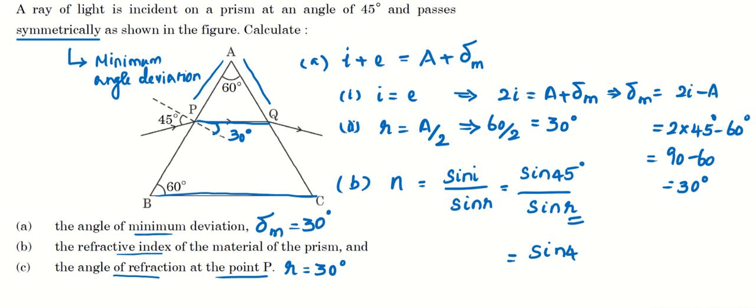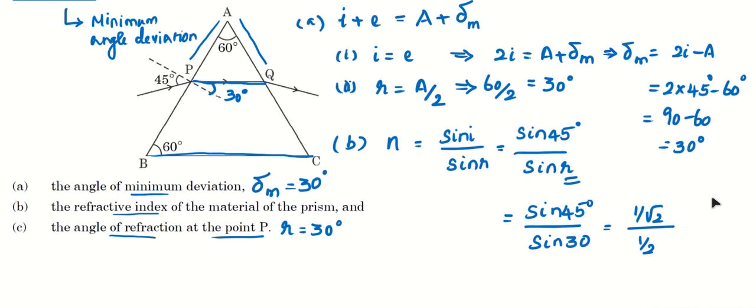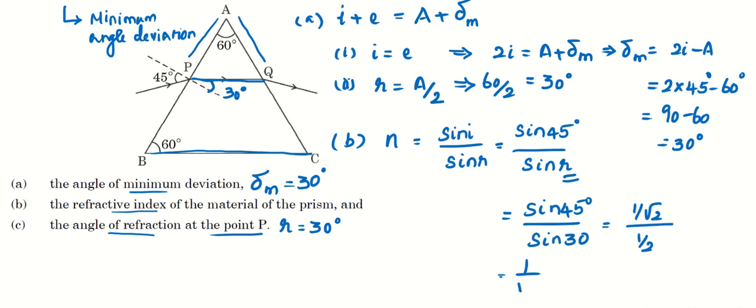Sine 45 degrees divided by sine 30 degrees. So sine 45 is 1 over root 2 and sine 30 is 1 by 2. How do we write this? We can write this as 1 by root 2 times 2, and 2 can be written as root 2 into root 2. So one root 2 goes away. We'll have the refractive index of the material of the prism as root 2. That's it. We solved the problem. Thank you.